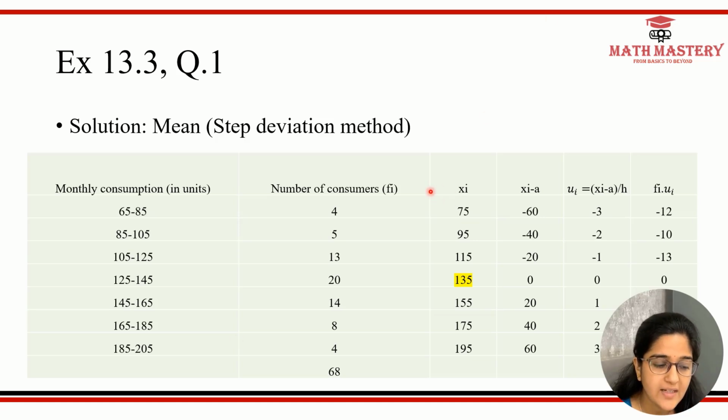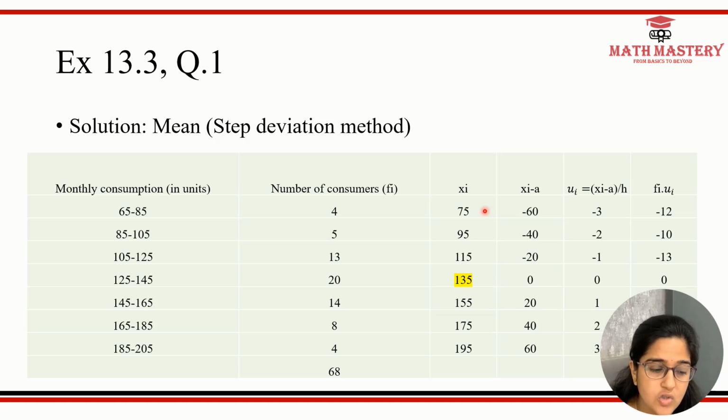How to calculate the class mark: xi is equal to upper limit plus lower limit divided by 2. So 68 plus 85 divided by 2, we will get 75 and so on. We will first calculate the class marks. Now we have to find out the assumed mean. As I have told in the previous exercise, if we take the middle value as the assumed mean, our calculations become easier.